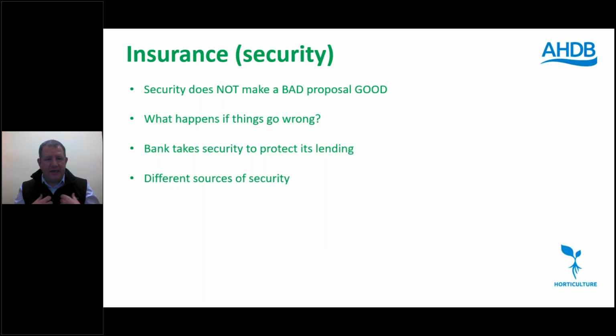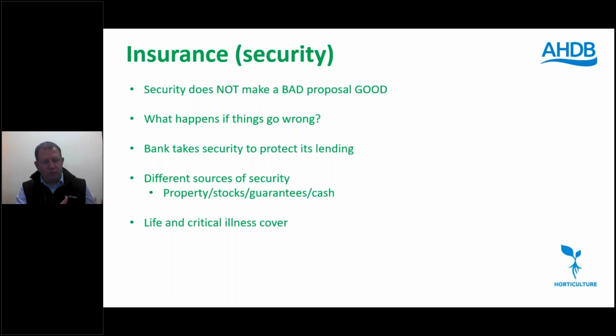When I was at the bank, we wanted to see borrowing repaid from cash flow. And we never ever wanted to get involved in having to take security to repay. So, that's what it is. It's a safety net. There are different types of security. Most people will think property, but you could also have stocks and shares. You might have a parental guarantee, or you might have cash tied up somewhere that you want to bring in to that.